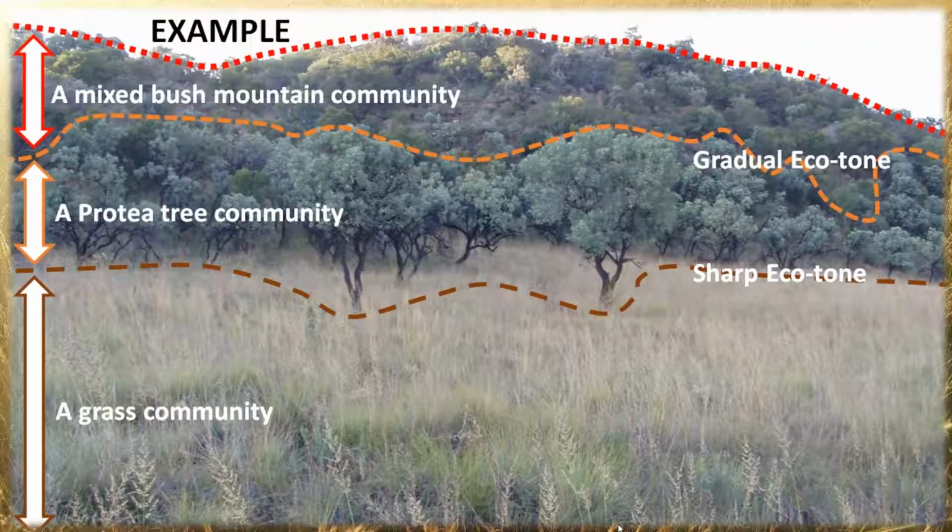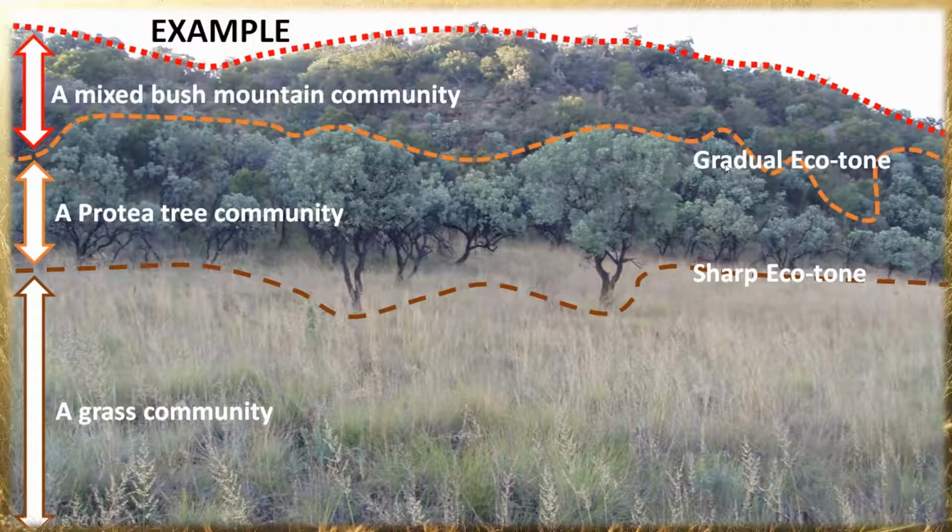You might have heard me use the word ecotone. Here's a simple example of an ecotone, or a couple of them. In the foreground, we've got the grass community. You can see it looks all similar heights, basic, similar plant species. And then all of a sudden, we have a sharp ecotone here, because all of a sudden we have these protea species appear. Okay, so we've got a protea tree community here with underlying grass species in there.